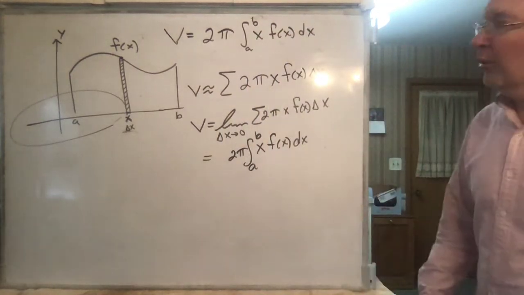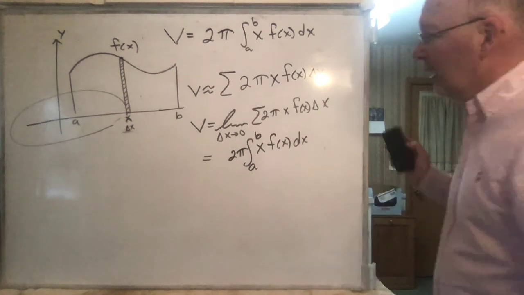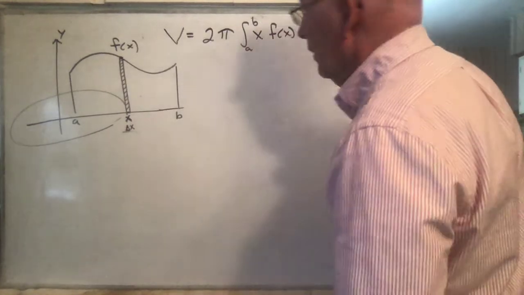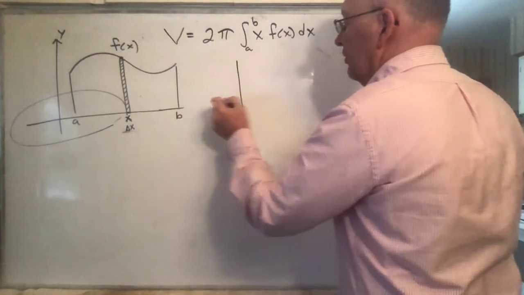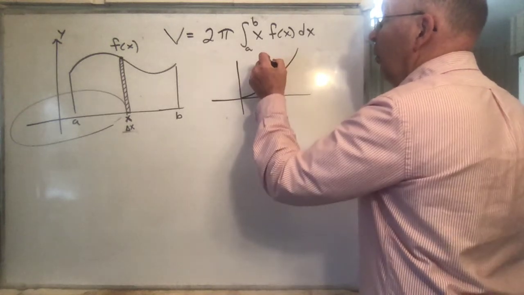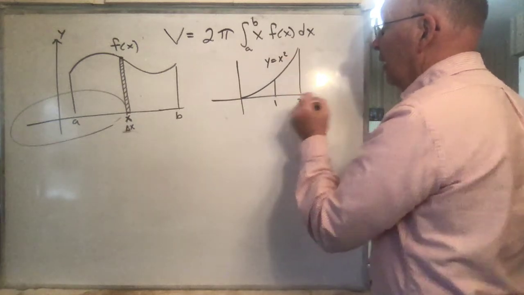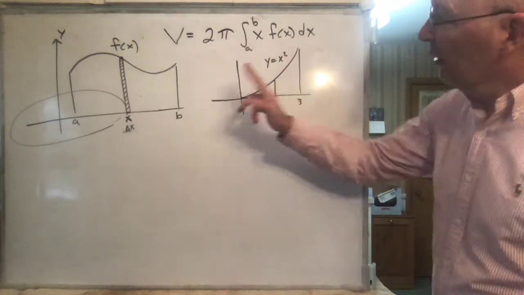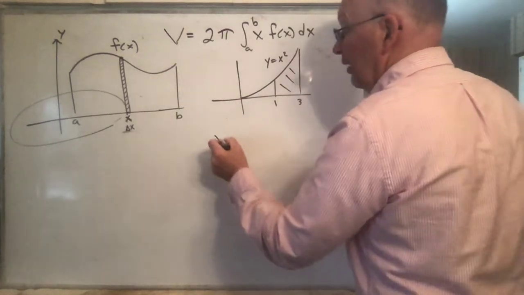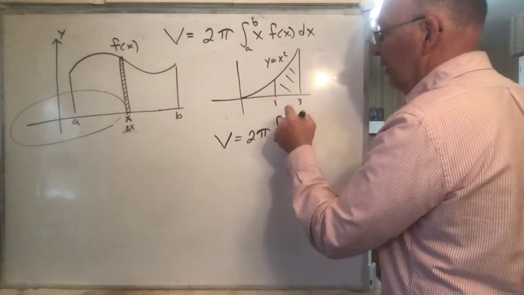That you get by going all the way around the y-axis. Okay, and again, let's just take the same example we had before. I think we had y equals x squared from 1 to 3. And if you take this region around the y-axis now, it's going to be what? 2 pi times the integral from 1 to 3.